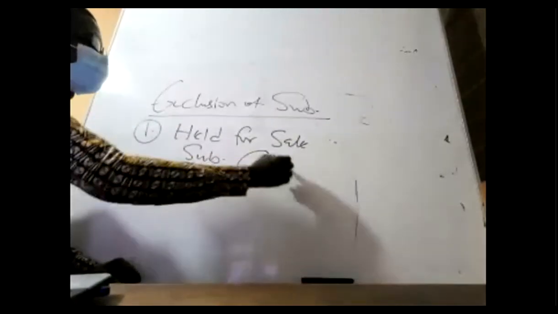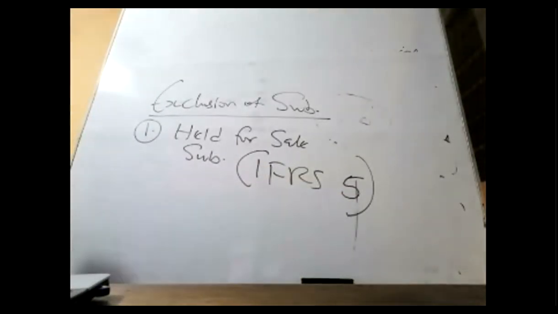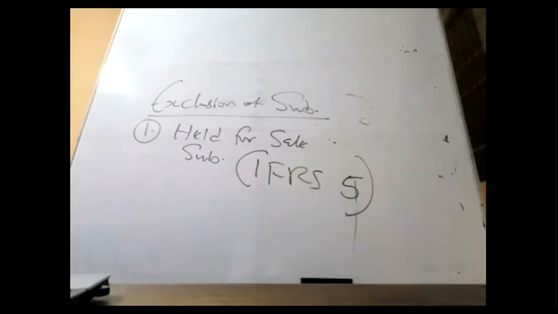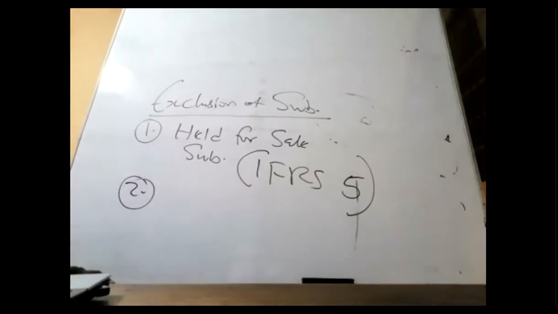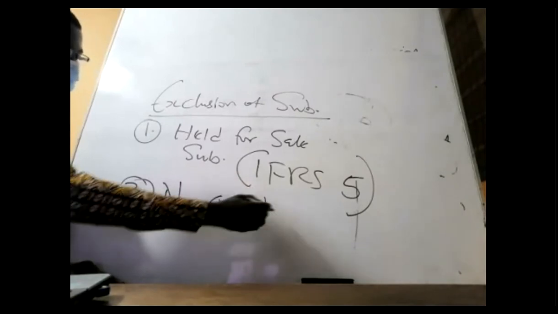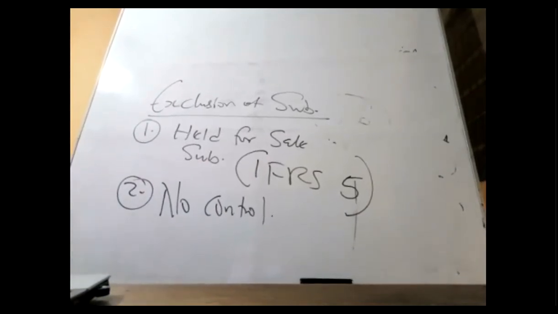It is held for sale. You use what you call IFRS 5: non-current assets held for sale and discontinued operations. Point number 2, where there's no control. Where control does not exist or is lost. If you have recently lost control, please don't consolidate.